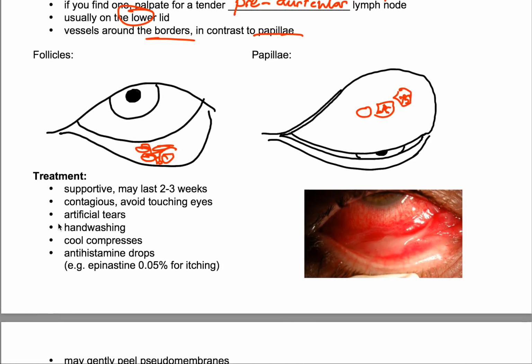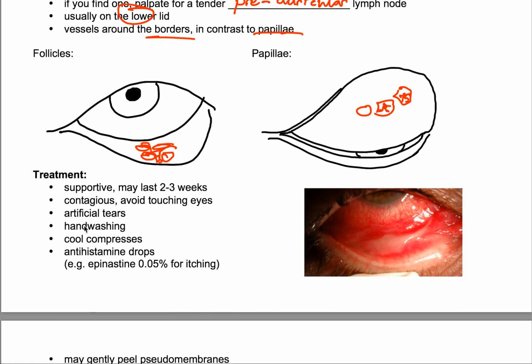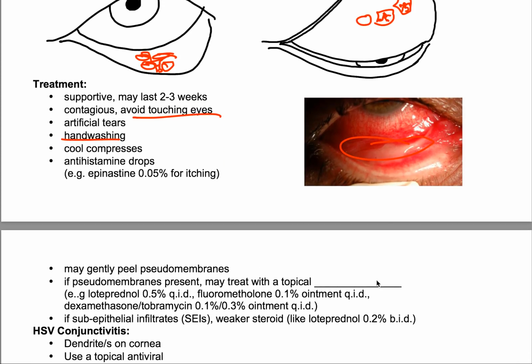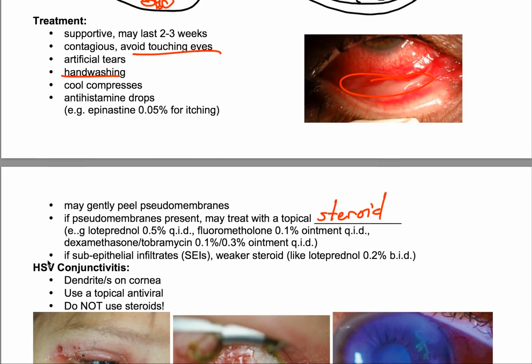Now, treatment for viral conjunctivitis is usually supportive. It's very important for patients to avoid touching their eyes and to wash their hands just so that they can avoid spreading that virus to other patients, and between their two eyes, if at all possible. Now, if a patient develops pseudomembranes, as you see in this picture here, you can peel those, and if pseudomembranes have developed, treating with a topical steroid may be appropriate for that patient.